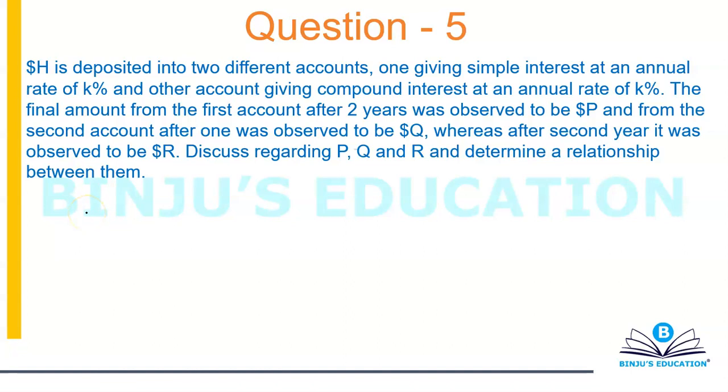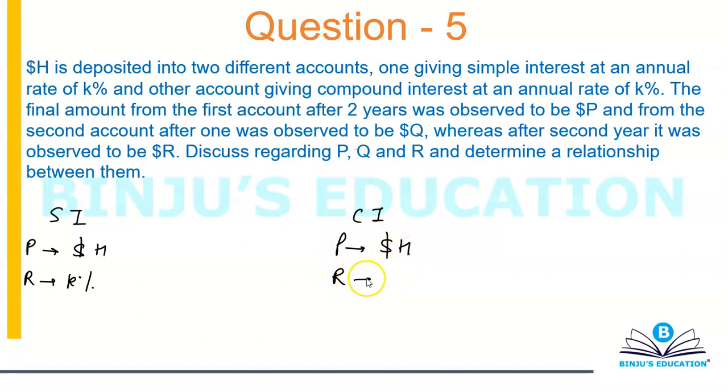$H is deposited in 2 different accounts, one giving simple interest at an annual rate of K% and the other giving compound interest at an annual rate of K%. So for the one giving simple interest, the principal value is $H, rate is K%. The one giving compound interest has a principal value of $H and a rate of K%. The final amount from the first account after 2 years was observed to be $P. Alright. The first account is giving us simple interest.